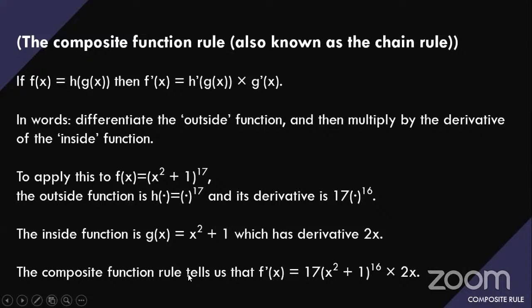So the composite rule tells us that if I combine both the outside function and the inside function, what I'm going to get in this differentiation is 17 times x squared plus 1 raised to the power of 16, times 2x. I don't know if we get it. What I've differentiated is what this rule has just told us.